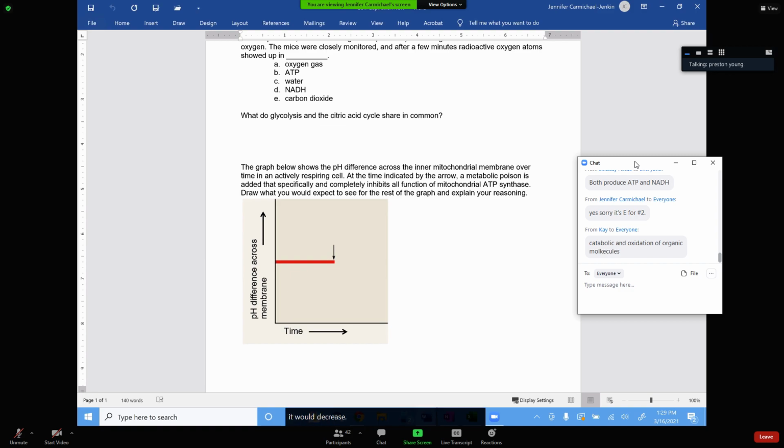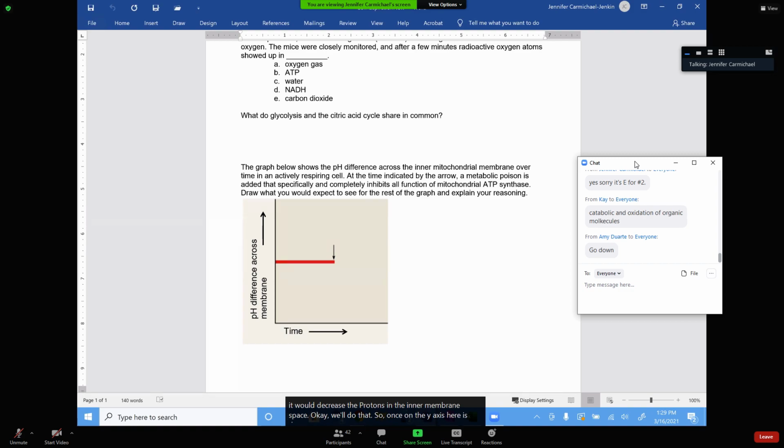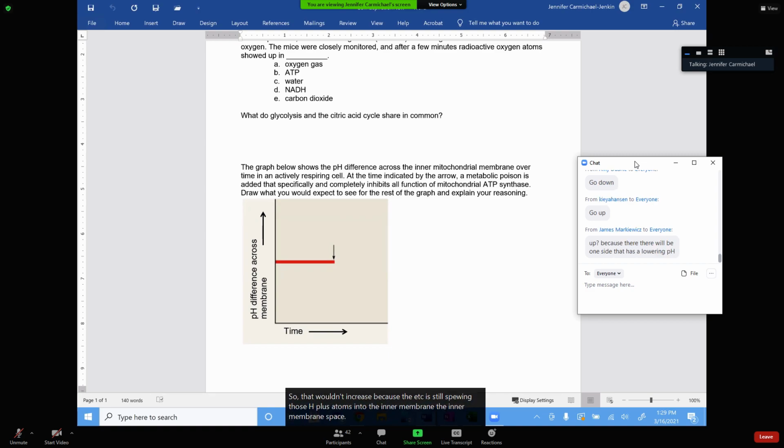It would decrease the protons in the inner membrane space. Okay, it would do that. So on the y-axis here is the pH difference. So wouldn't it increase because the ETC is still spewing those H plus atoms into the intermembrane space? Right. So what happens is because ATP synthase isn't functioning, you're not getting the diffusion of protons down their concentration gradient. So they continue to be pumped. So the pH difference is going to go up because you're continuing to pump H pluses across the membrane. So you're continuing to make a gradient.